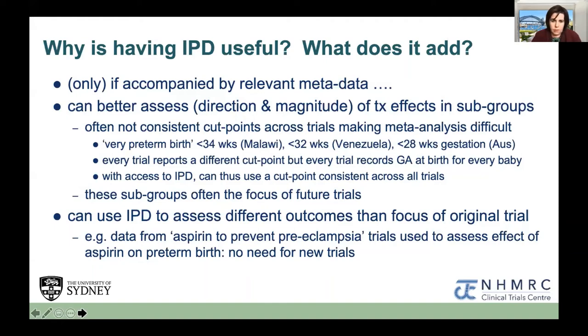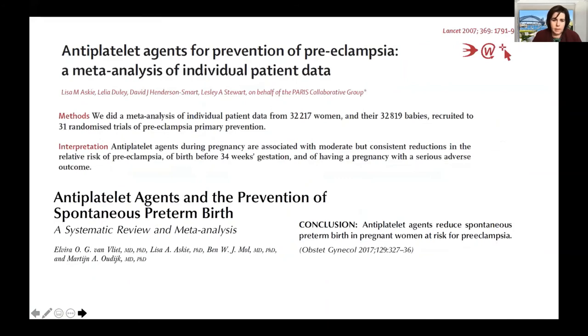We can also use IPD to look at different outcomes to the focus of the original trial. Example here is from, again, the group I showed before, where we looked at aspirin to prevent preeclampsia. Some years later, there was much more of a focus and an interest in the effect of aspirin on spontaneous preterm birth. And yet, rather than go off and do another whole series of trials, we could use the data from more than 30,000 women and babies to reanalyze, because we had the information about whether a birth had been a spontaneous preterm birth or an iatrogenic one, and could make an assessment about the effect of antiplatelets on spontaneous preterm birth. Without having to do necessarily a whole lot of new trials.